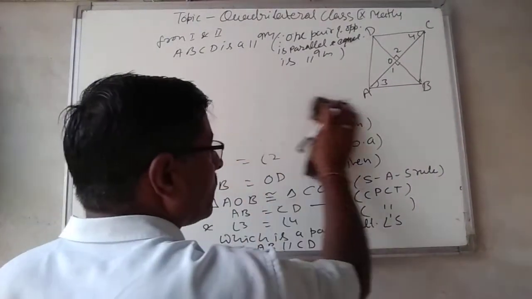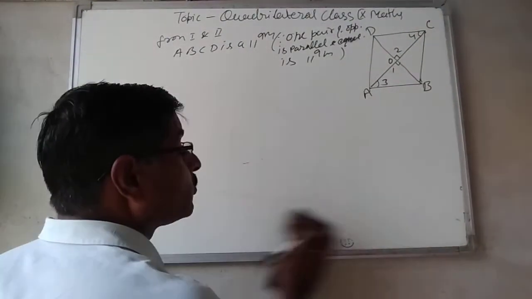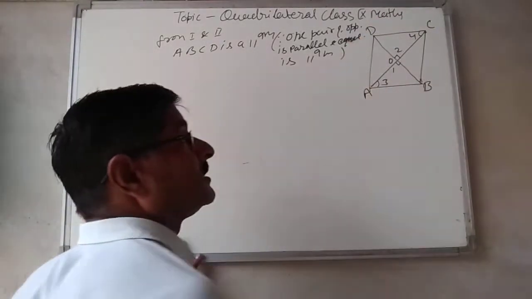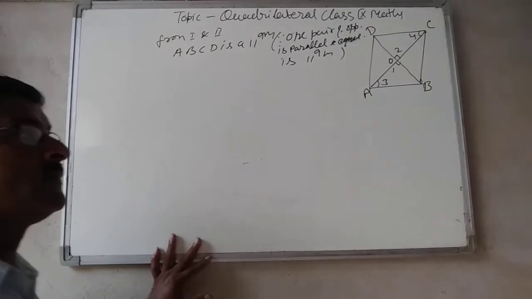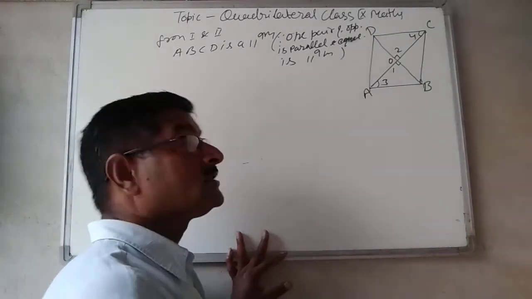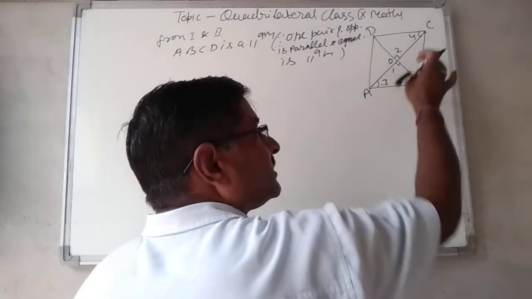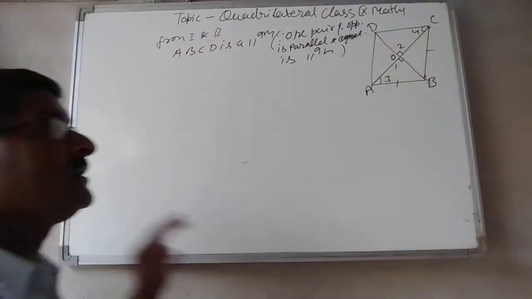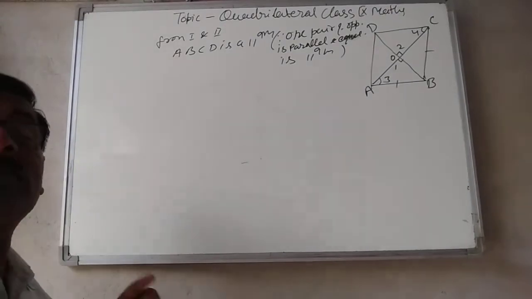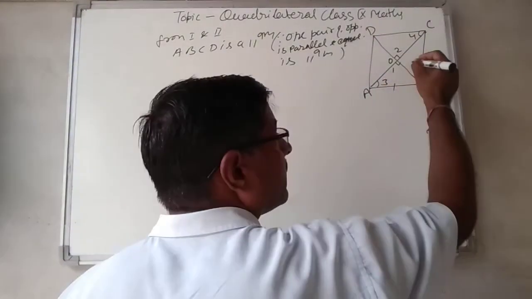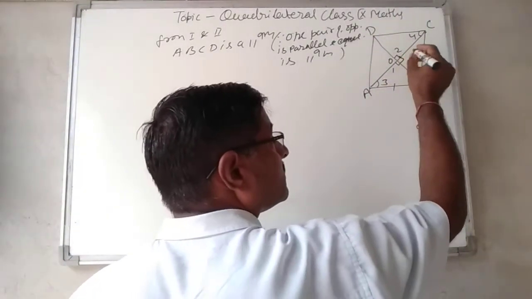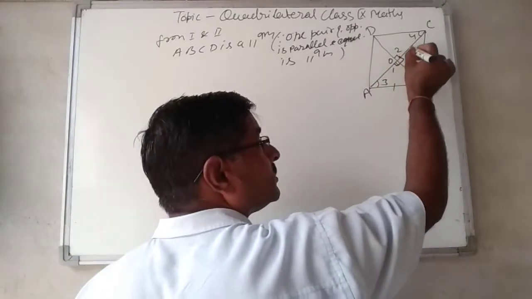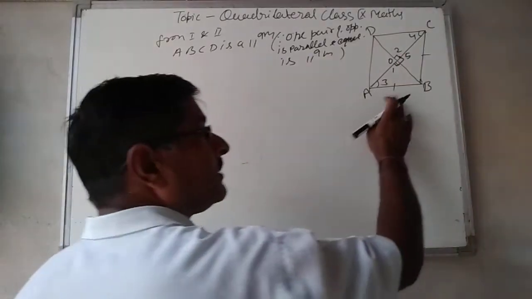Now, because we want to prove it is a rhombus, ABCD is now a parallelogram, and by the definition we know that a parallelogram whose one pair of adjacent sides is equal is a rhombus. So if AB becomes equal to BC, then we can say ABCD becomes a rhombus. So now the next work is to prove that AB is equal to BC.